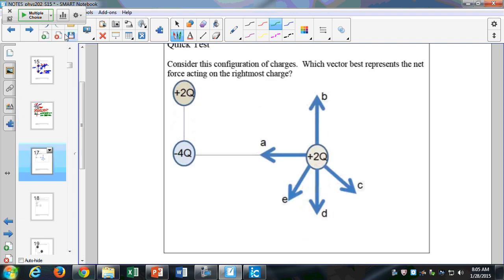Okay, let's do this clicker question. You'll probably see a multiple choice question, something like this. Consider this configuration of charges. Which vector best represents the net force acting on the rightmost charge? If you finish this one, you can go on to the next one, if you have your book. The next multiple choice question.